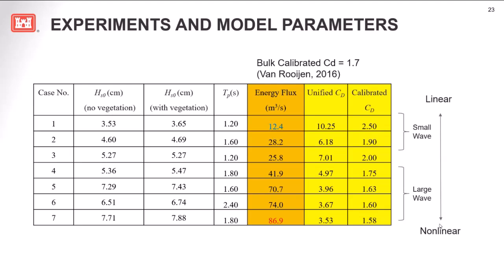The bulk calibrated drag coefficient was actually estimated for this experiment at about 1.7, according to the observations. So our unified formula is off by about an order of magnitude in some cases. We also used another calibrated drag coefficient that gives us closer values to that bulk calibrated value. So that was calibrated by Yan, and that will be used to compare our results from the unified drag coefficient.